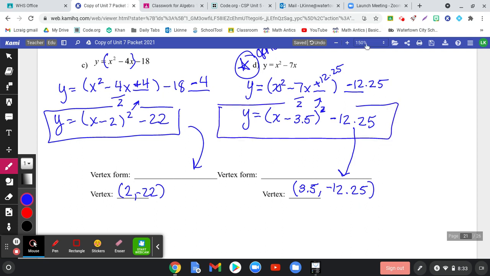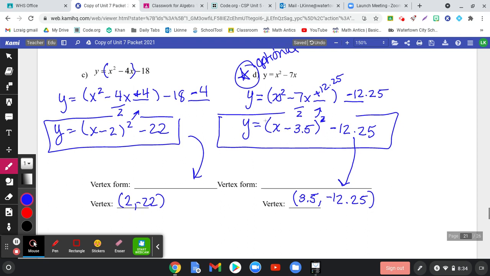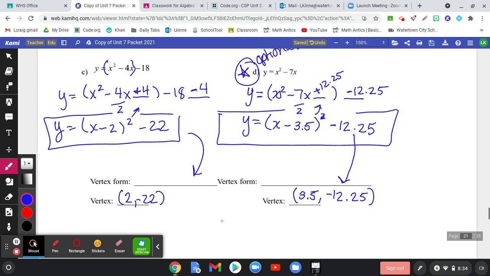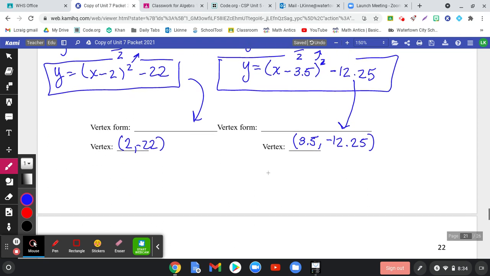You'll get into more of this in Algebra 2, and we'll talk about in Algebra 2 what happens when there's a number in front of the x squared. But for now, we'll stick with this.